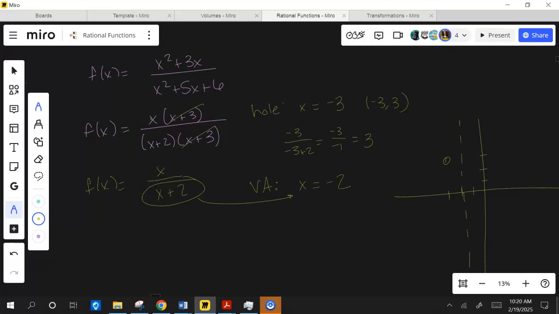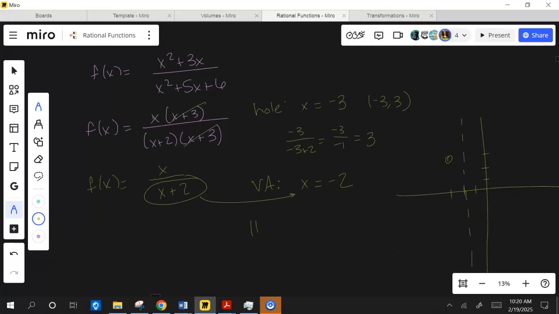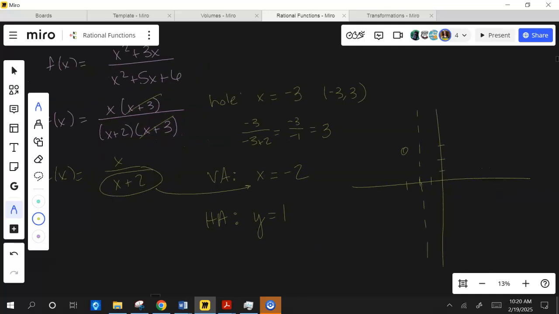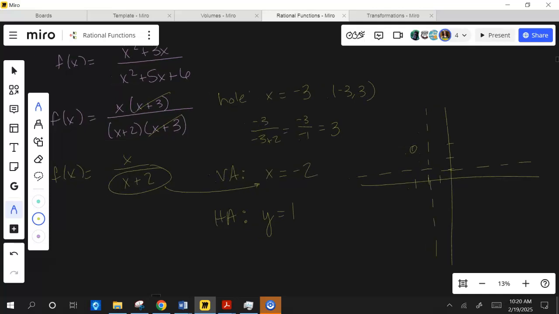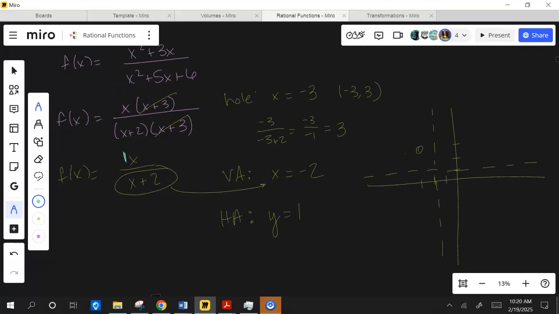All right, how about horizontal asymptotes? How do you know? That's right. I've got the same exponent top and bottom, which means I do leading coefficient of the top divided by leading coefficient of the bottom, which is y equals 1. That's a horizontal line at 1. Okay? That's your top heavy, bottom heavy are same. Since it's the same, it's the leading coefficient of the top, which is 1, divided by 1. The number in front of x, yes.